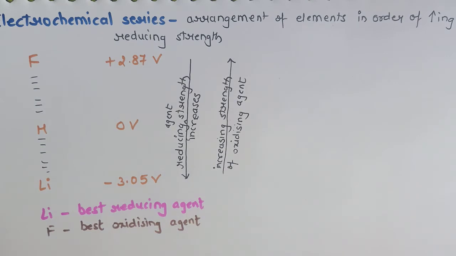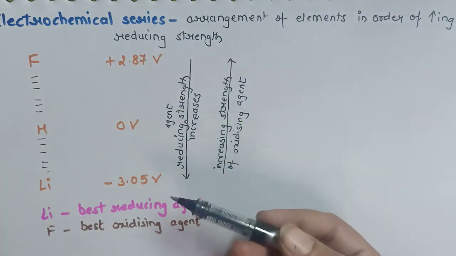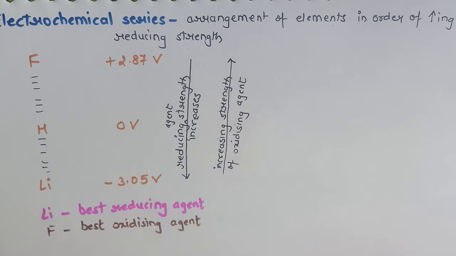We know fluorine being the most electronegative element of the overall periodic table, it easily accepts the electron and itself gets reduced, therefore it acts as the best oxidizing agent. On the other hand, lithium easily loses the electron, itself gets oxidized and acts as the best reducing agent. If I talk about the other characteristics of the electrochemical series, when we move from top to bottom, one is that reducing agent strength increases, second is that the tendency to act as oxidizing agent will decrease. If you move towards the top, it will increase.